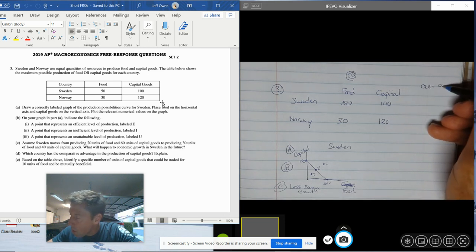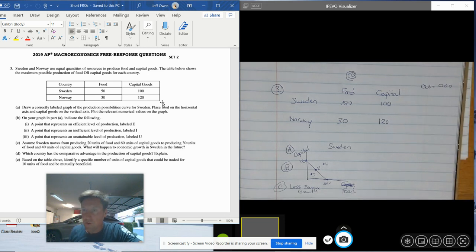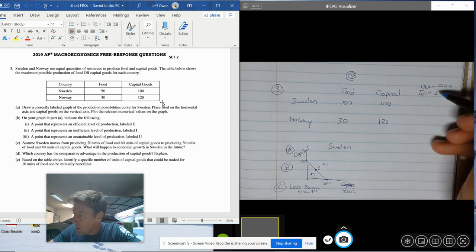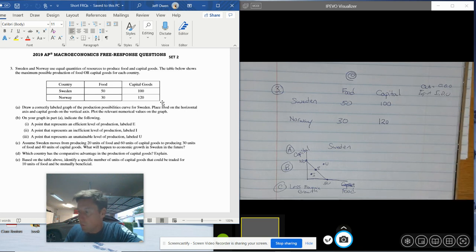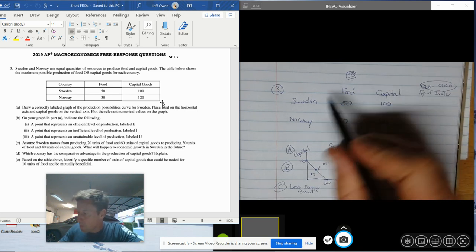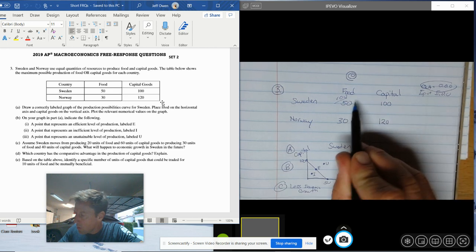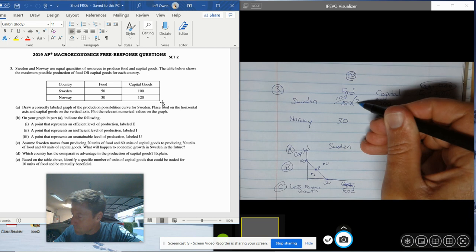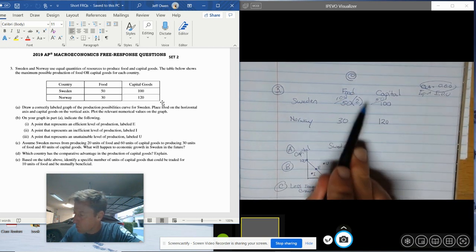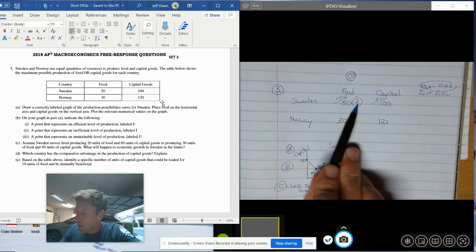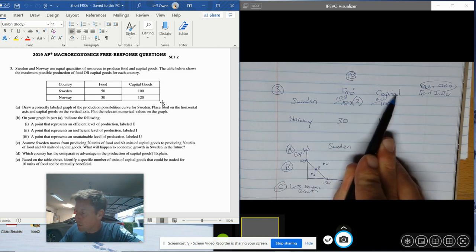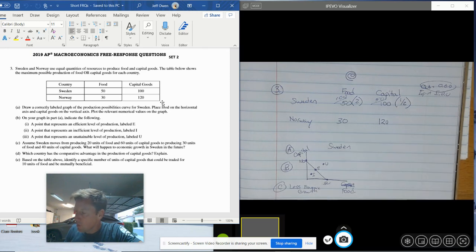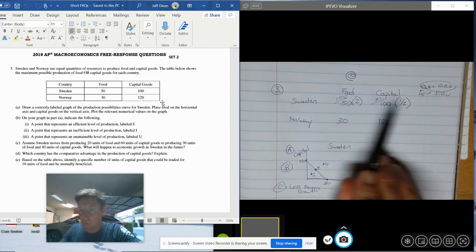Output, the other goes over. So it's our OOO, not our input question where it was IOU. Input question, the other goes under. We're going to use OOO. So capital goes over food. Food goes over capital. So here, every time Sweden produces 1 unit of food, they give up 2 units of capital goods. Whenever Sweden produces 1 capital good, they give up 1/2 of a unit of food. And they're always going to be reciprocals if we remember that.